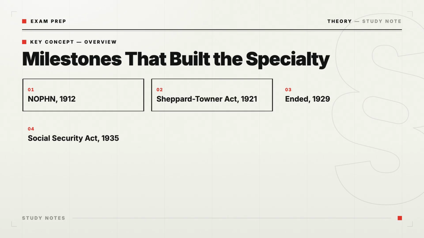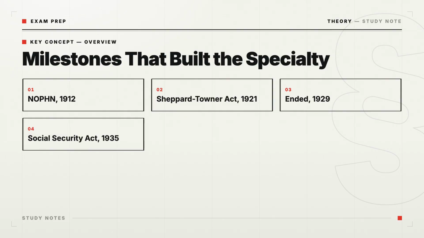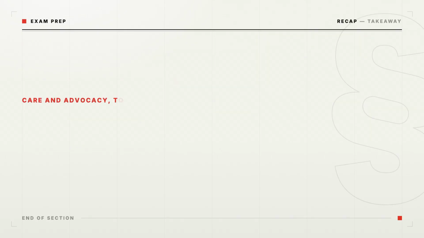The Shepard-Towner Act brought federal funding for maternal and child health in 1921, before lapsing in 1929. The Social Security Act of 1935 then rebuilt and expanded the workforce during the Depression.